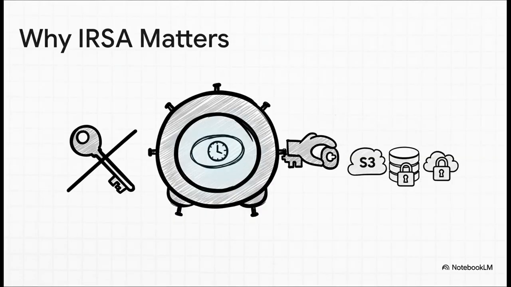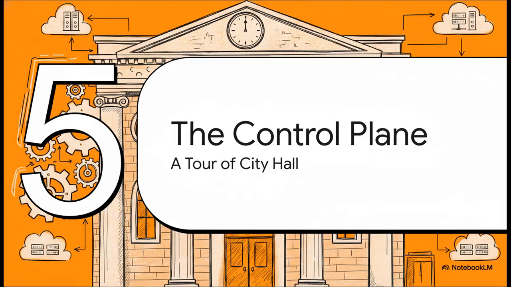So why is this such a big deal? Well, first, and this is huge, you completely eliminate long-lived, static AWS credentials from your applications. It also means you can enforce the principle of least privilege at a super granular per-pod level. This has become the absolute gold standard for giving your EKS apps secure access to things like S3, DynamoDB, or any other AWS service.